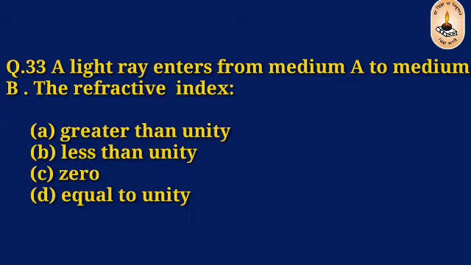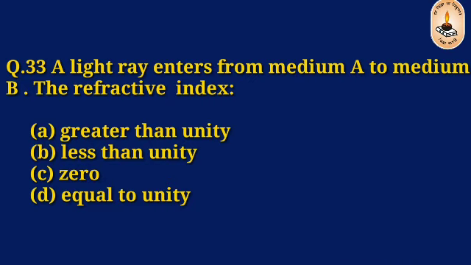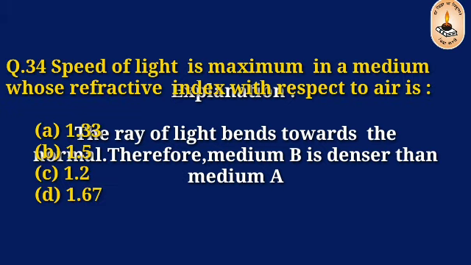Question number 33. A light ray enters from the medium A to medium B as shown in the figure. The refractive index is greater than unity, less than unity, 0, equal to unity. The right answer is A, greater than unity. Explanation: the ray of light bends towards the normal, therefore medium B is denser than medium A.